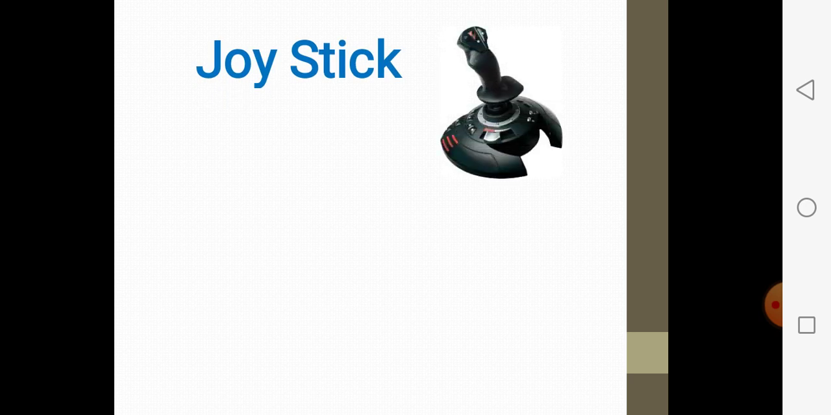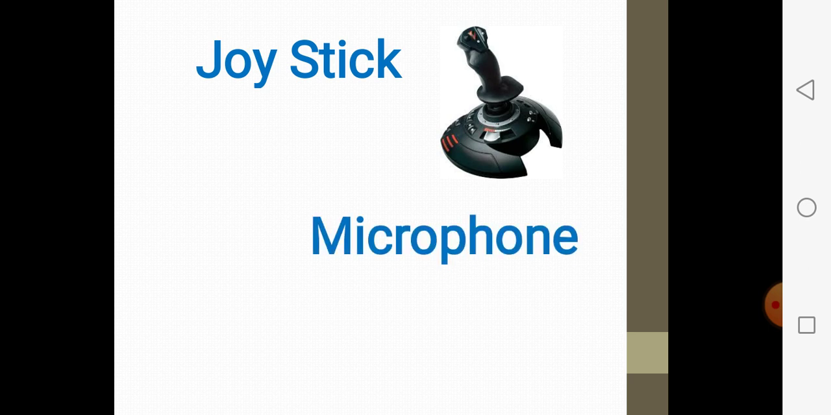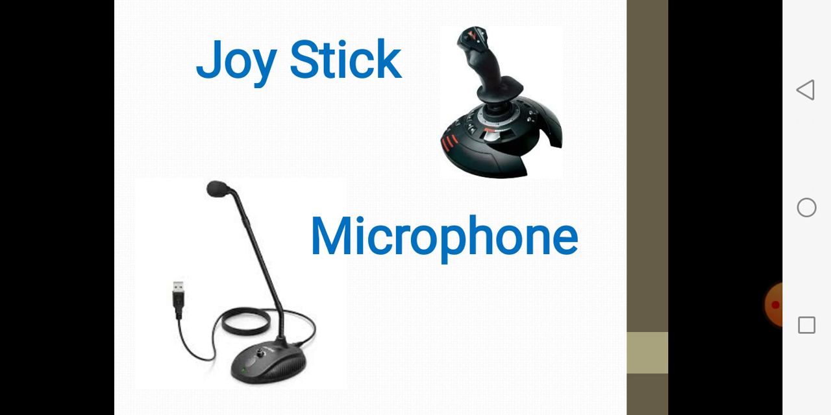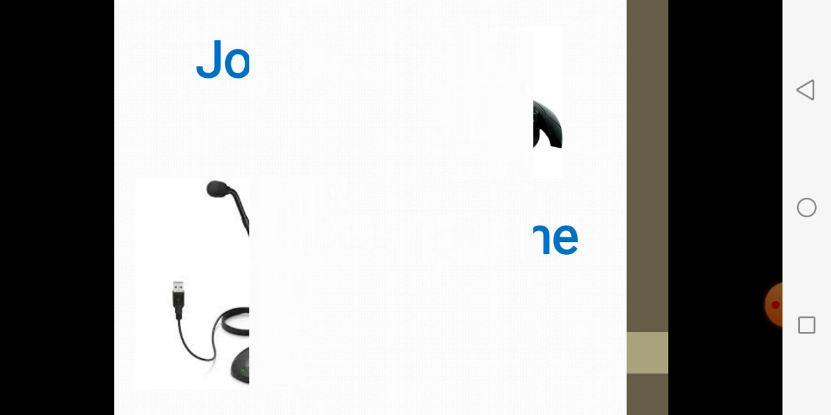Now, another one is given extra, not included in your textbook. There is a joystick. A joystick is also one kind of input device, and we use it for playing games. This is for video games, and different kinds of joysticks are available in the market. Now the second one is a microphone. We use this microphone for speaking, and we can also record our voice in a computer or laptop with the use of this microphone. Hands-free is also one kind of input device.